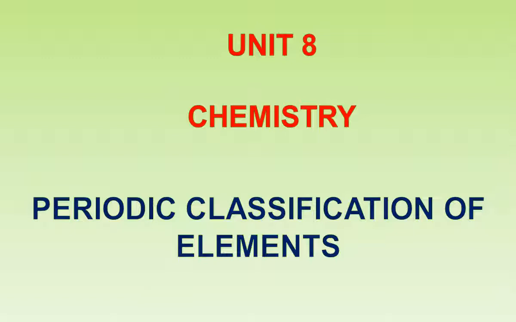In this lesson, periodic classification of elements, we have seen features of groups and periods, periodic trends in properties, metallurgy, extraction of aluminium, extraction of copper. In this video, we are going to see one more extraction, iron, alloys and corrosion. Let me see the objectives of this video.